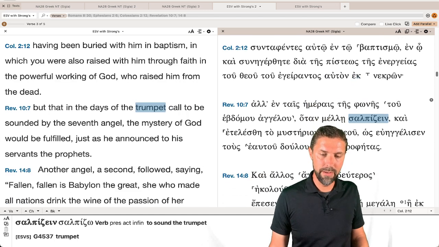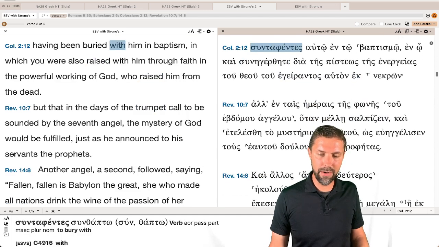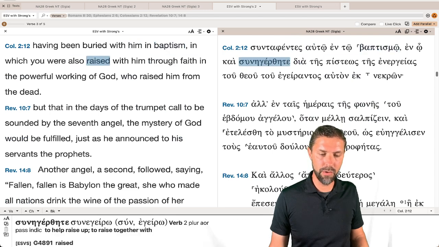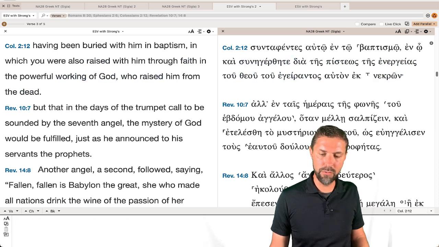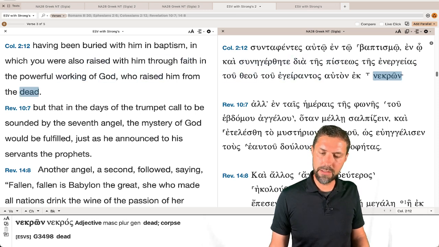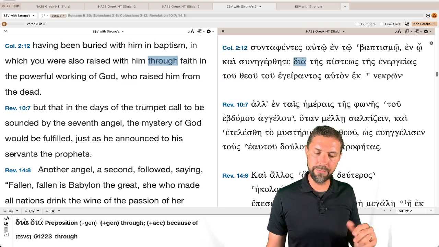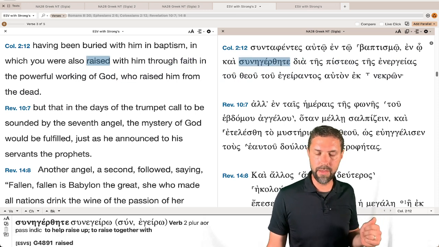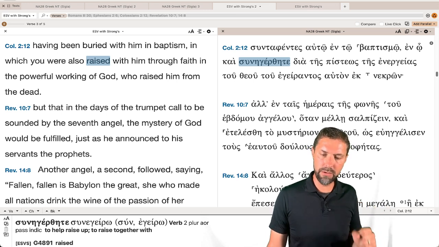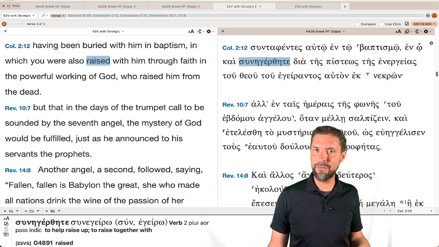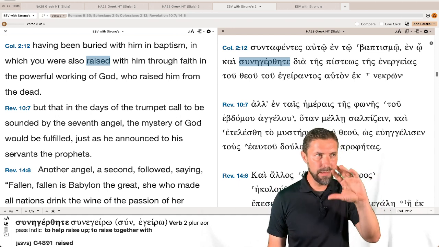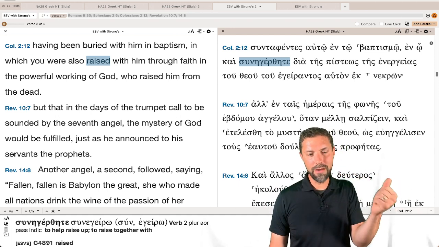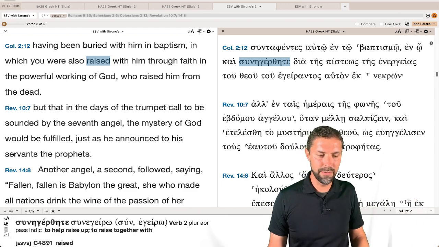Colossians 2: having been buried with him in baptism, in which also you were raised through faith in the powerful working of God who raised him from the dead. There's a sense here in which absolutely I've already been raised with Christ through faith. So I think that's a solid notion. But I am waiting for an aspect of my resurrection, right? So there's both past, I'm raised to new life, I'm living differently, and I'm also awaiting the full fruit of the resurrection.